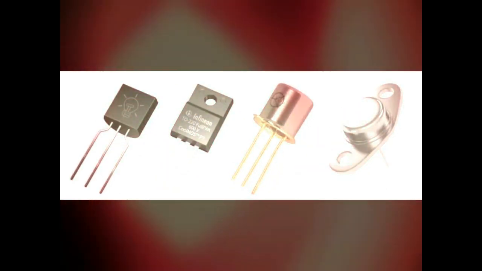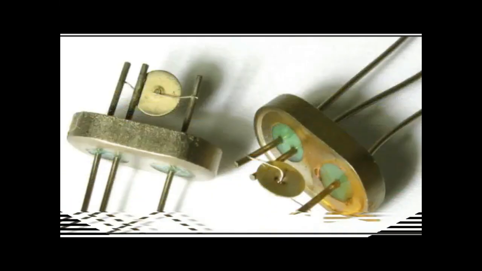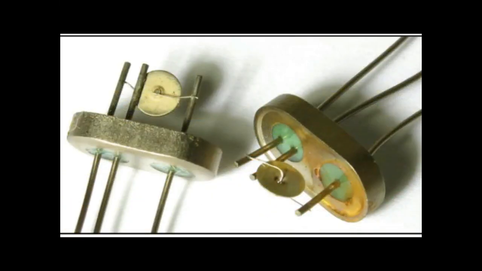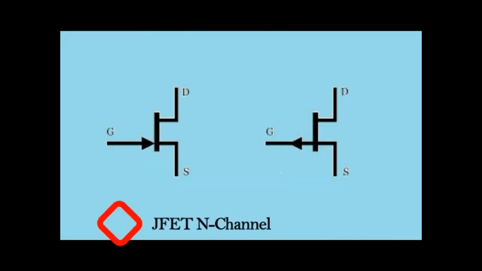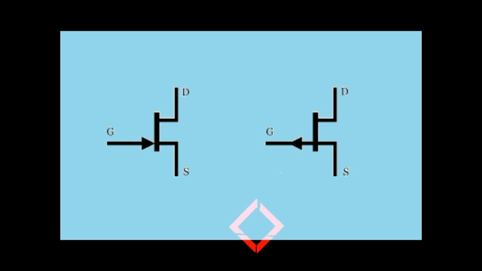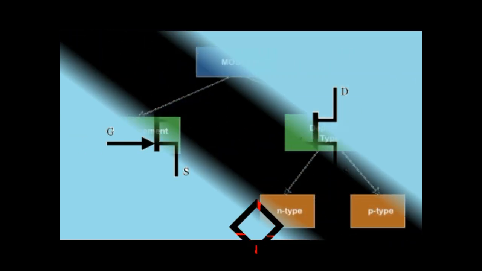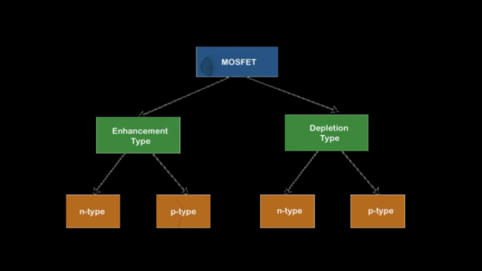Two types of junction field effect transistor and metal oxide semiconductor field effect transistor are types of field effect transistors. Also, JFETs are divided into two categories, JFET N-channel and JFET P-channel. MOSFETs are classified into two categories, depletion mode and enhancement mode.